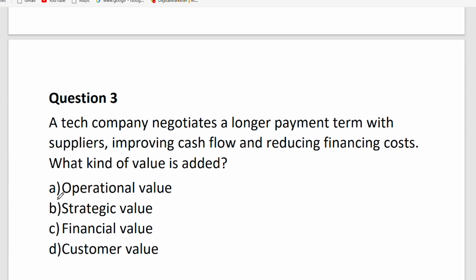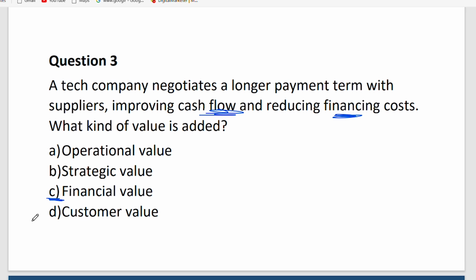A tech company negotiates a longer payment term with suppliers, improving cash flow and reducing financing costs. What kind of value is added? So whatever value you're dealing with here has to be financial in nature. That's the value you're getting from that particular transaction.